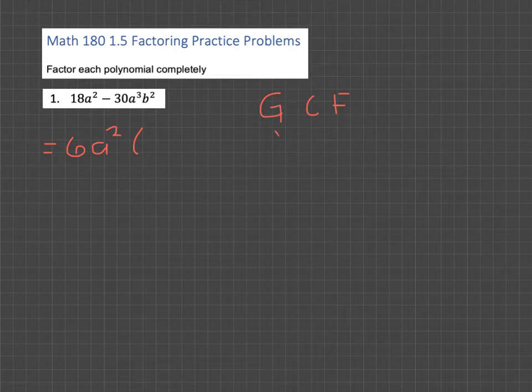And then we're going to look at what goes in the parentheses. If we divide 18 by 6, that leaves us with a 3. And if we took out that a squared, we've taken it out, so that just stays 3. If we divide negative 30 by 6, we get negative 5. The a squared, taking that out, leaves just 1a. And then we have b squared. All right, so that is fully factored. We can't do any more factoring.